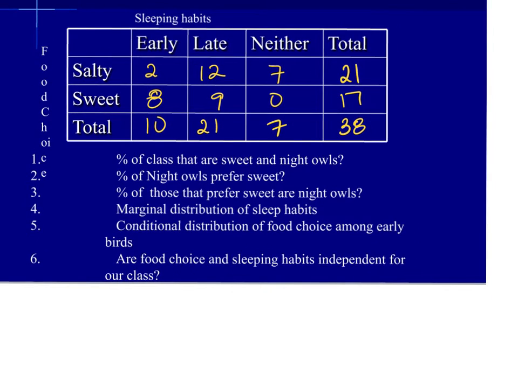What percent of the class? Okay, so some of the questions you're going to be asked are going to sound like the same question, but you're actually asked for something different each time. So what percent of the class? So that means our denominator is going to be the whole class, 38. Are sweet and night owls. So we want to look for the people that are sweet and night owls. So that's 9 out of 38. And then the marginal relative frequency would be that percentage, 9 out of 38. And so if it asks you for the relative frequency, you give the percentage.